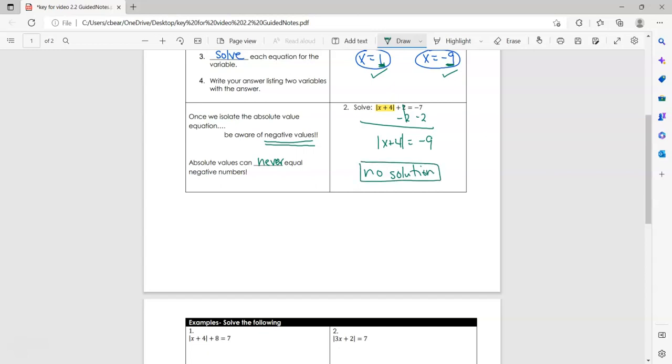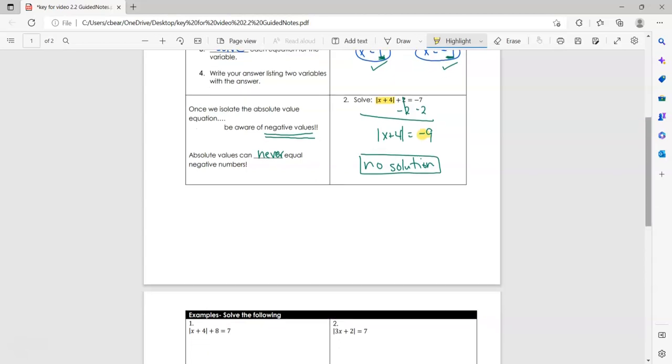And that's as far as we would go. So please do not set up your two equations if you see this happen. More specifically, it's that negative there. When you see that happen, no solution. But make sure you get the absolute value part by itself.